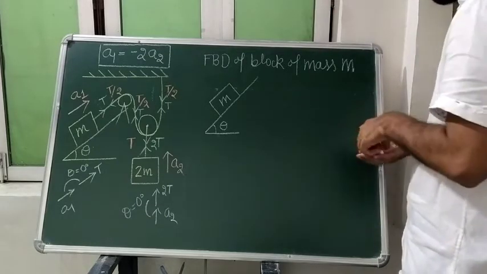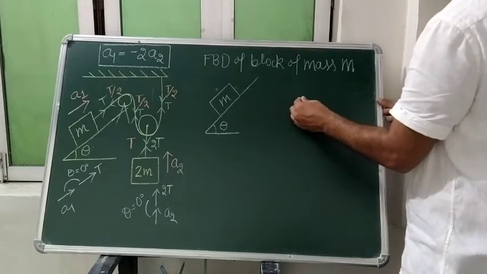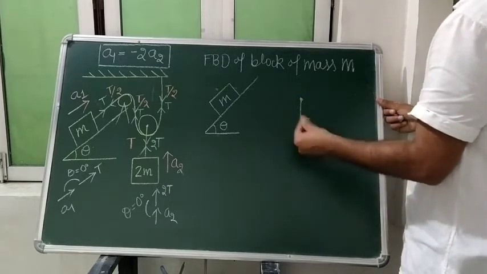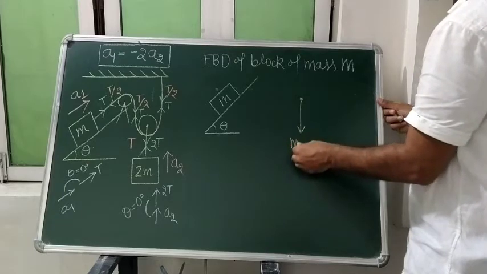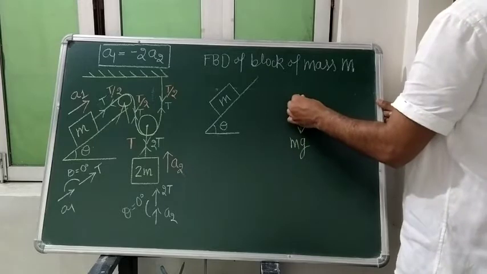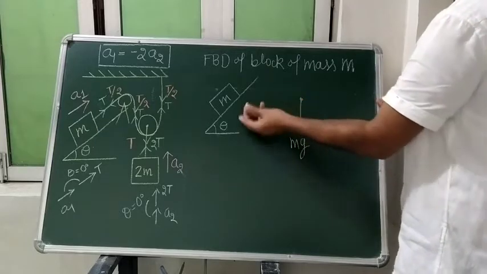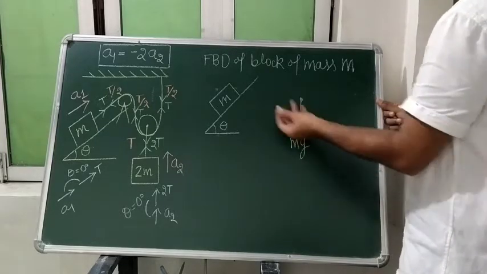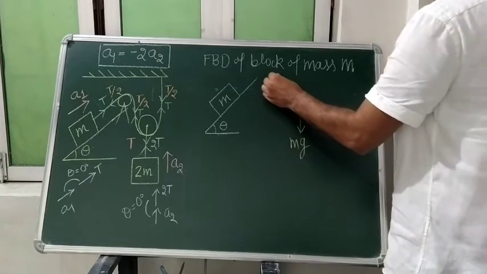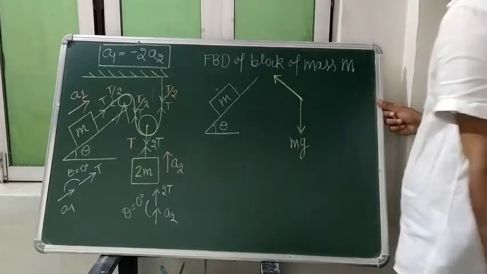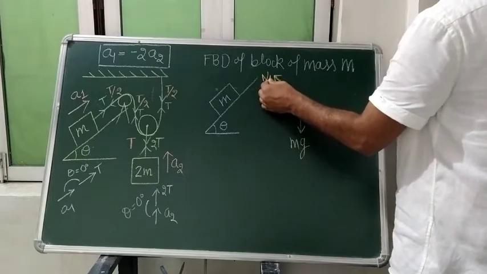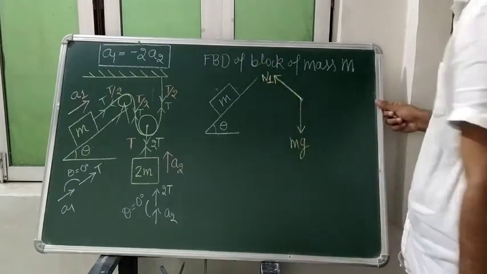So the force due to gravity will act in the downward direction, and that will be equal to mg. A normal is going to act on this mass, since contact is present between the mass and the inclined plane. So due to the contact, a normal will come, and that we are representing as N, normal or reaction you can say.